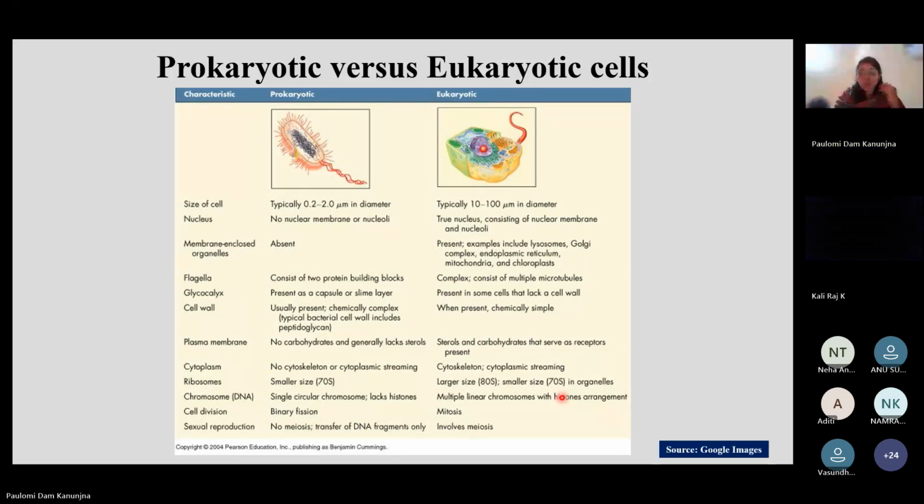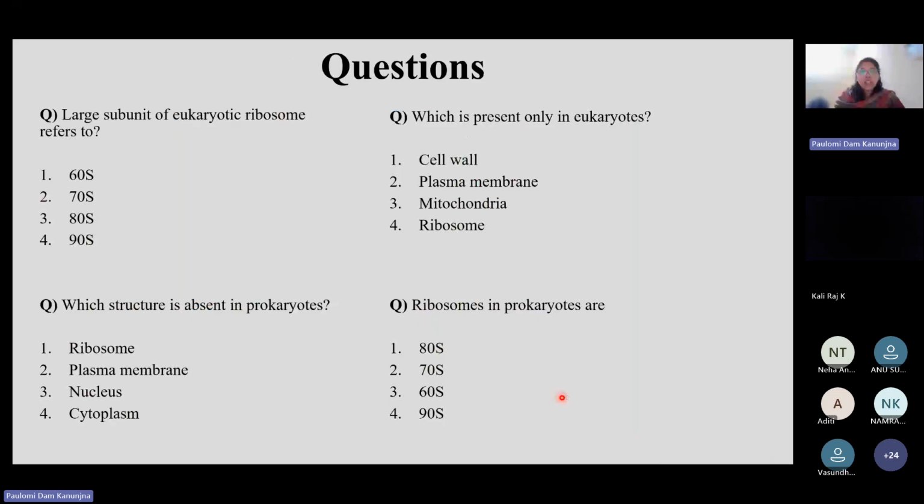Okay, right. So let's do more questions so that we can understand this in a better way. The questions are on the slide. The first one says large subunit of eukaryotic ribosome. Which one is it out of these options? Next one is which structure is absent in prokaryotes. This one says which is present only in eukaryotes, and this one says ribosomes in prokaryotes are. So be careful with the units.